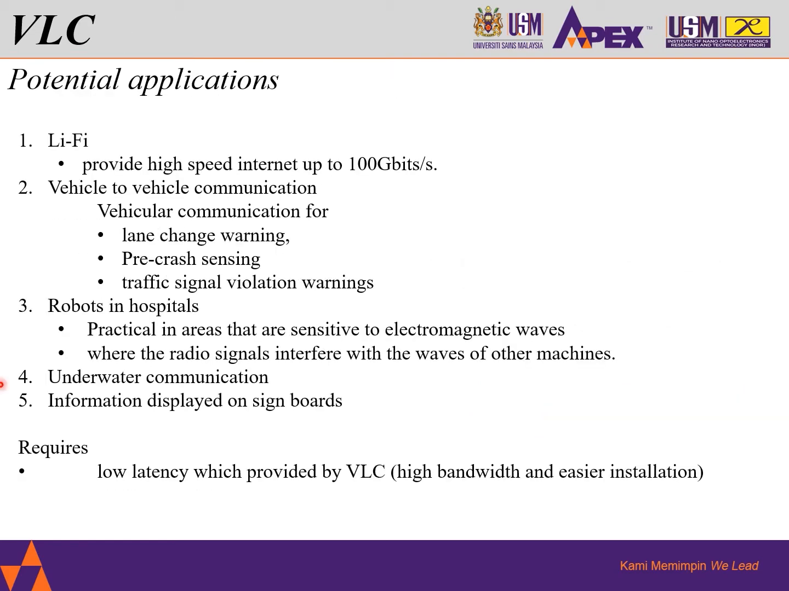Potential applications for VLC. The first one is Li-Fi. Li-Fi uses visible light communication to provide high-speed internet up to 100 gigabits per second. The second one is vehicle-to-vehicle communication, for lane changing, for example, for warnings, pre-crash sensing, and traffic light signal violations to avoid accidents. Third, robots in hospitals. In areas that are sensitive to electromagnetic waves, such as aircraft and hospitals, radio signals interfere with the waves of other machines.